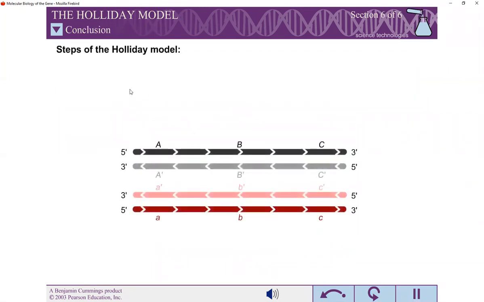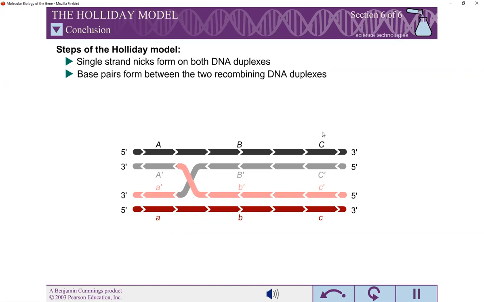In the first step of the Holliday model, single-strand nicks form at identical positions in two homologous DNA duplexes. DNA strands near the nick sites peel away from their complementary strands and base pair with the homologous duplex. This step is called strand invasion. The crossing DNA strands linking the two duplexes form a Holliday junction. This is the Holliday junction that is being produced. This is the last slide, just a revision.